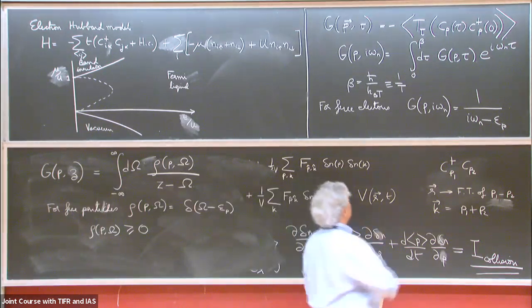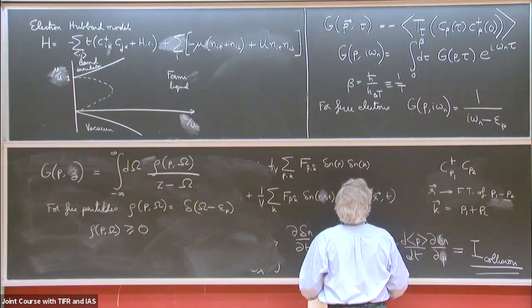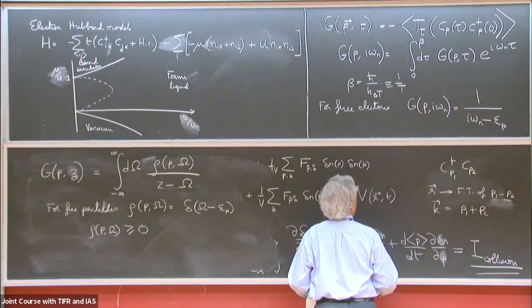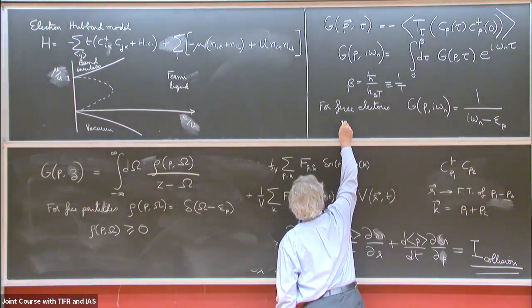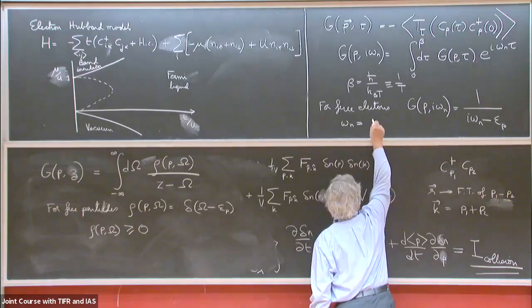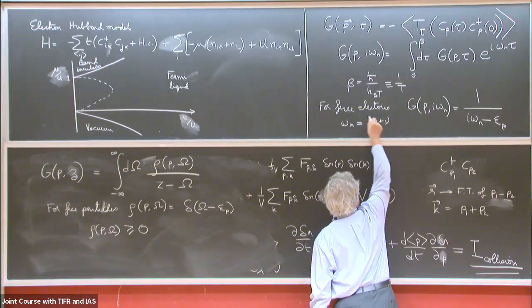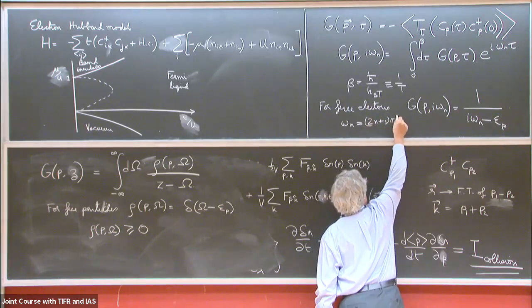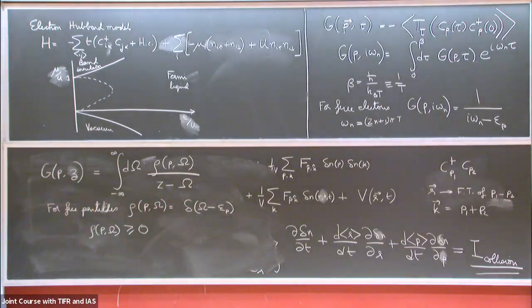Okay, so one thing I forgot to say over here is that this Green's function obeys a certain very important property: this frequency i omega_n is always an odd multiple of pi T. So it's always (2n plus 1), n is an integer, times pi T. And this simply respects the fermion anti-commutation relations.